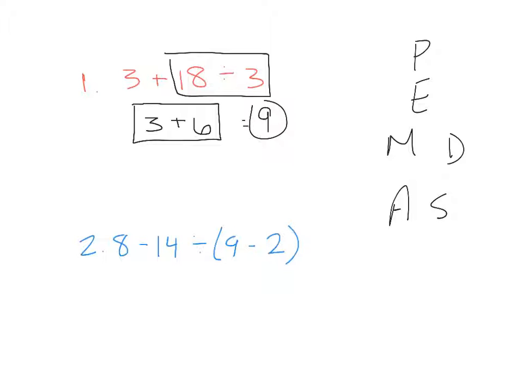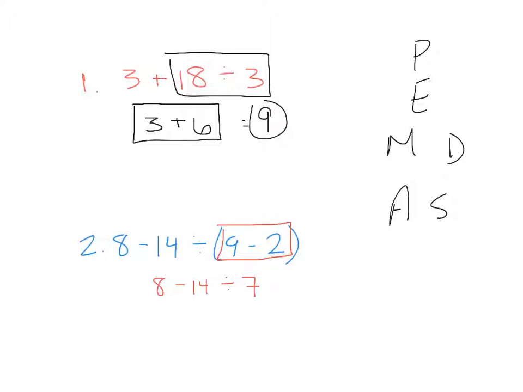Okay, so now we have this problem. 8 minus 14 divided by 9 minus 2. You have 9 minus 2 in parentheses. That has to be done first. So you have 8 minus 14 divided by 9 minus 2 is 7.